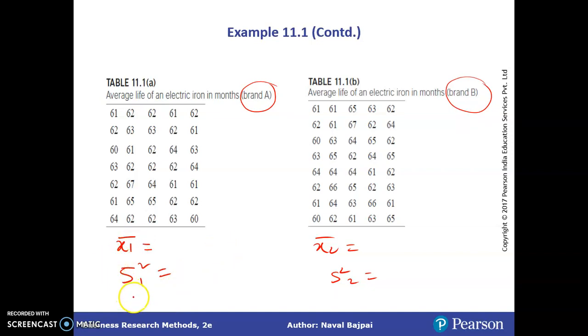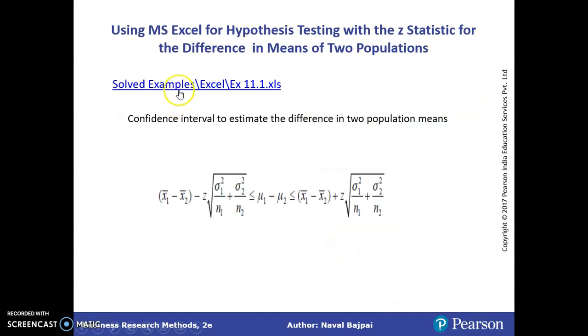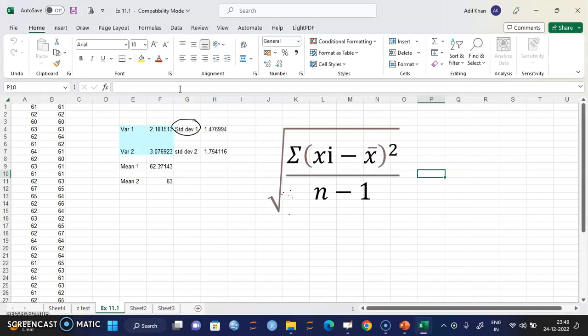Then we'll plug in the values. N1 is the given number of observations here, N2 is the total number of observations for group 2. So these values we'll calculate and plug in. So let's quickly have a look. This is the data given here. You can either use Excel or a calculator to calculate the mean values for each of the samples and the variance for each of the samples.